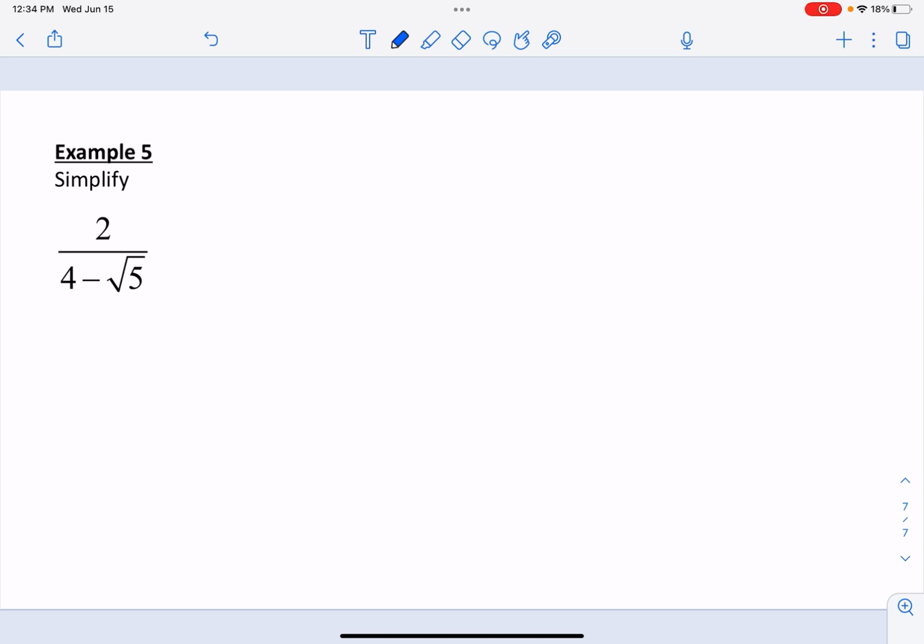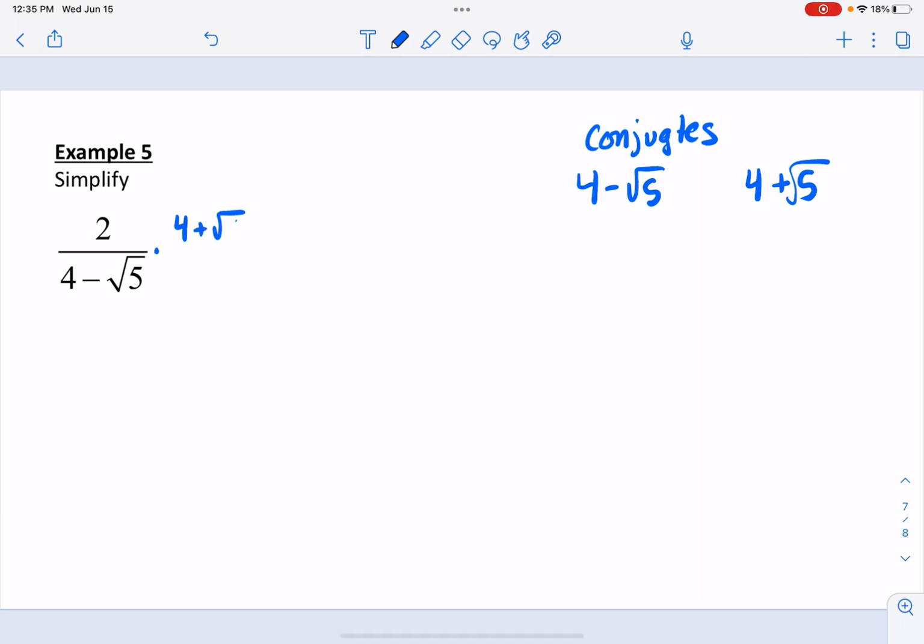And our last one. Again, there's a radical in the denominator here. And I want to talk to you guys about conjugates. I think I spelled that wrong. So the conjugate of 4 minus root 5 is 4 plus root 5. So if you see something like this where you have a 4 minus root 5, you want to multiply by the conjugate.